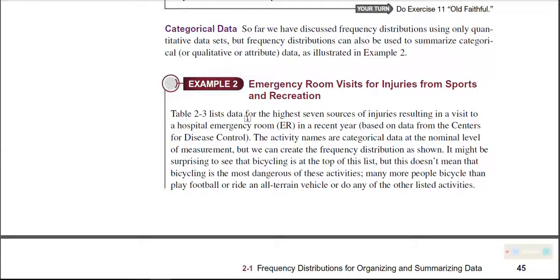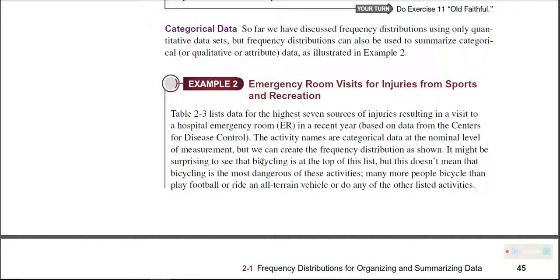So, this table 2-3 lists data for the highest 7 sources of injuries resulting in a visit to a hospital emergency room, ER, in a recent year, based on the data from Centers for Disease and Control. The activity names are categorical data at the nominal level of measurement. But we can create the frequency distribution as shown.